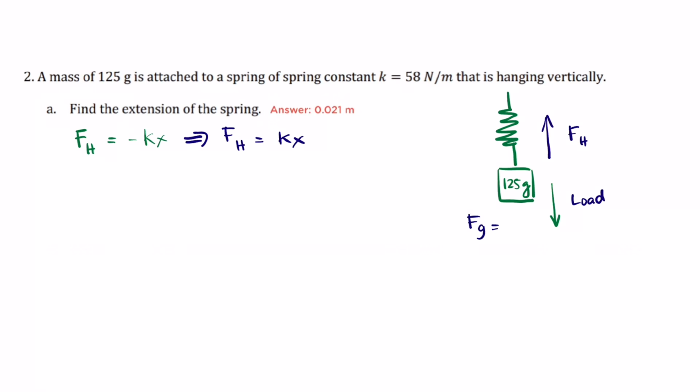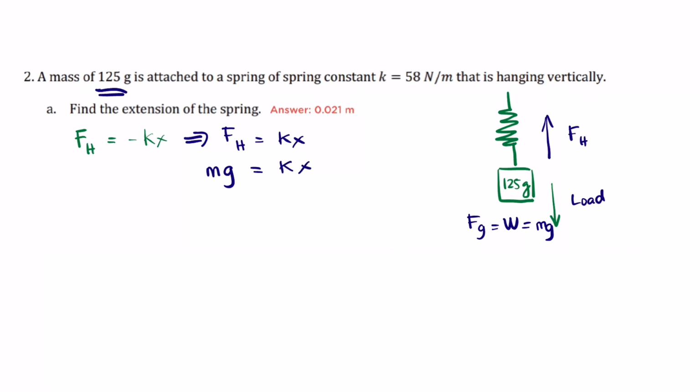And the weight of the object, Fg, is just equal to the mass of the object multiplied by the acceleration due to gravity. And we must make sure that we change the mass from grams into kilograms. So once again, the applied force or the spring force is just equal to the weight of the object. So that is going to be mg equals kx.